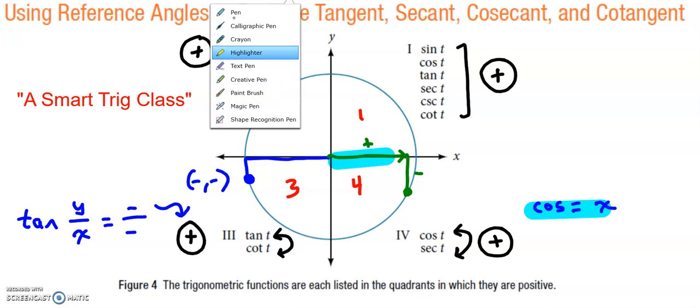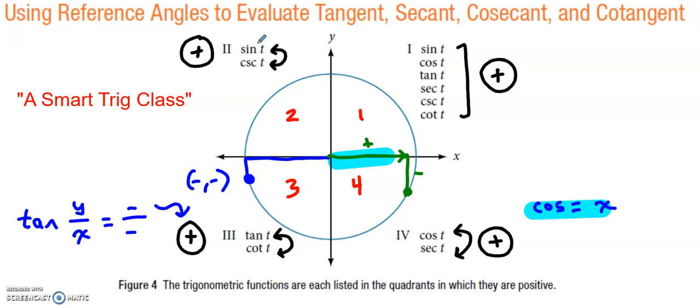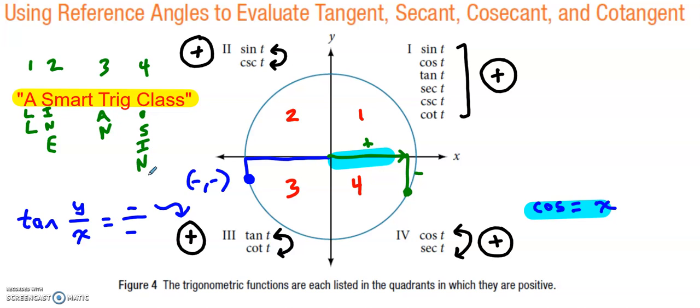And there's a little acronym that helps you remember this. And actually, I haven't really seen this until we got this textbook, and I think it does a nice job. A smart trig class. So basically, in quadrant 1, all functions are positive. In quadrant 2, it's anything to do with your sine function, S-I-N-E. In quadrant 3, it's your tangent functions that are positive, tangent, cotangent. And in quadrant 4, it's your cosine functions that are positive.